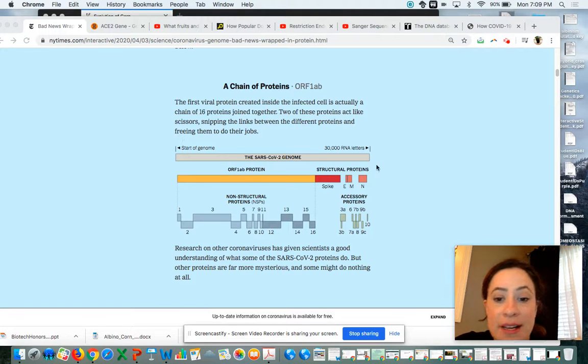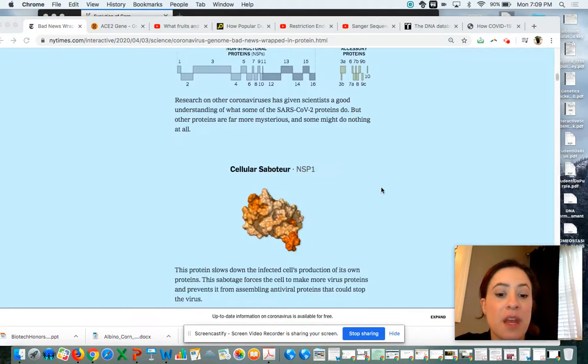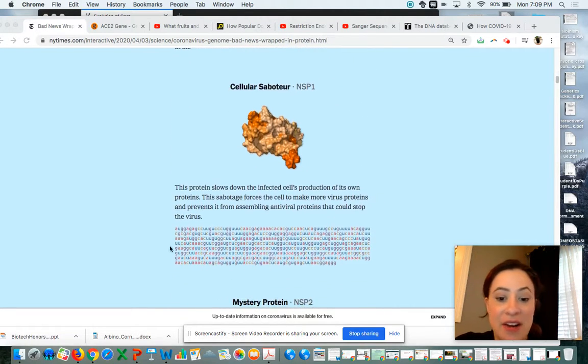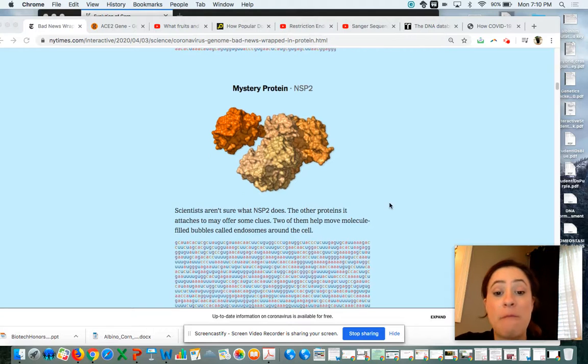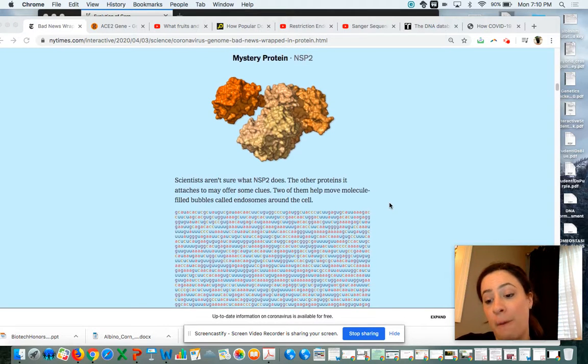So here is the whole genome. Our genome has 3 billion base pairs in one of our haploid cells, or 6 billion base pairs in a diploid cell. But this is the SARS-CoV-2 genome with 30,000 RNA letters. And here is the gene for that protein, and then the gene for this protein. So we've been able to sequence the genome, but we don't necessarily know the function of this protein.